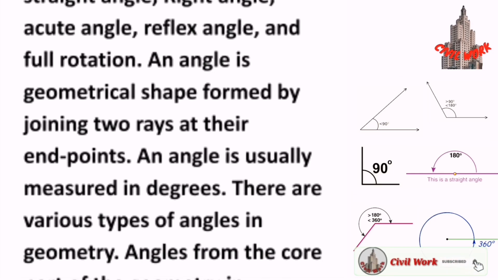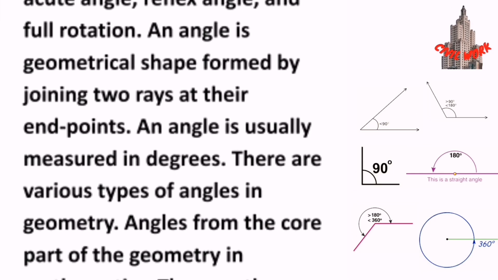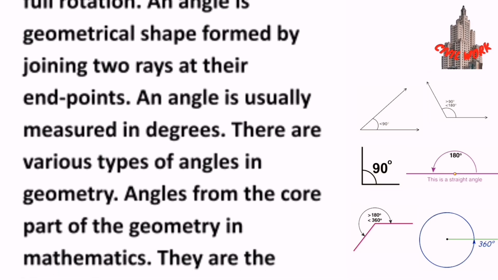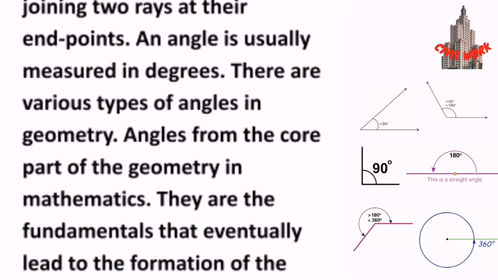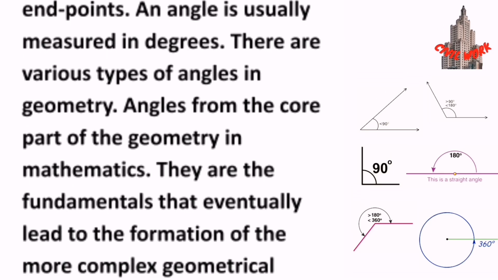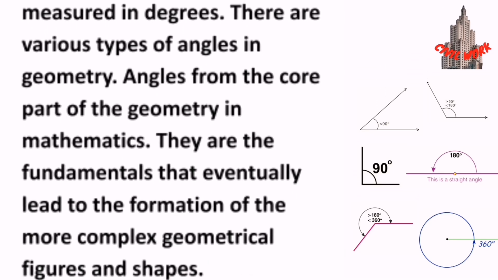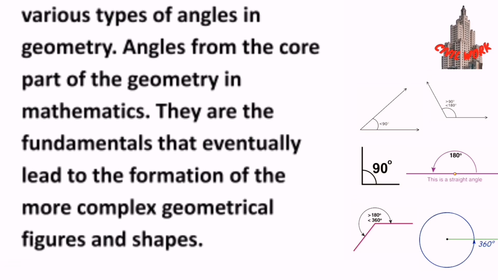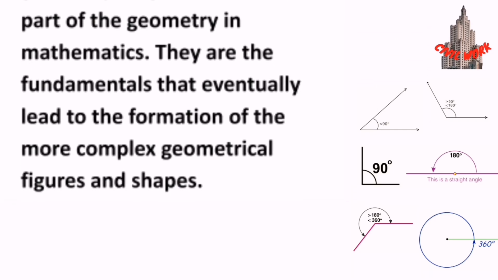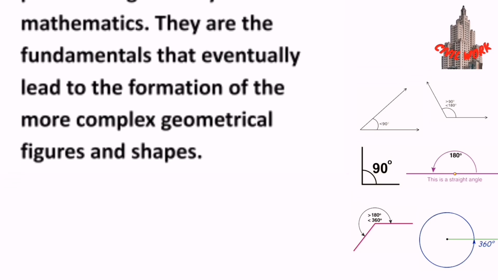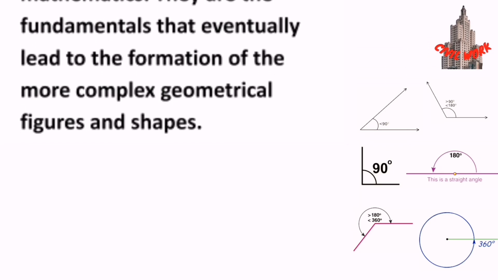An angle is a geometrical shape formed by joining two rays at their endpoints. An angle is usually measured in degrees. There are various types of angles in geometry. Angles form the core part of geometry in mathematics. They are the fundamentals that eventually lead to the formation of more complex geometrical figures and shapes.